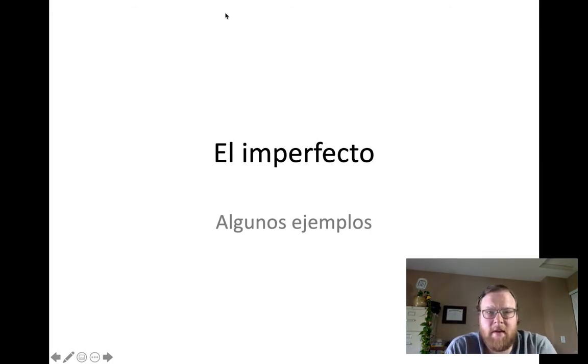So the good news is that we're going to see that it again follows the exact same pattern. So we're going to isolate the stem, which is to say we're going to take off the AR, the ER, or the IR. And then we're going to add the endings, and that's it. So exact same process, just different endings. So let's take a look.